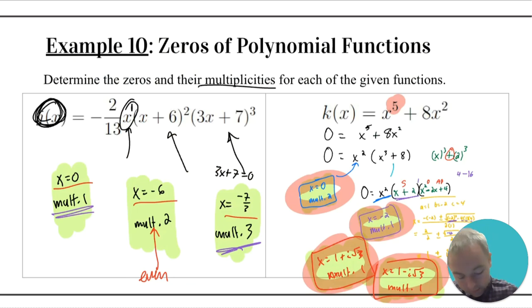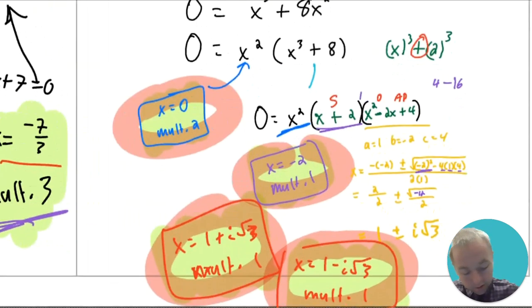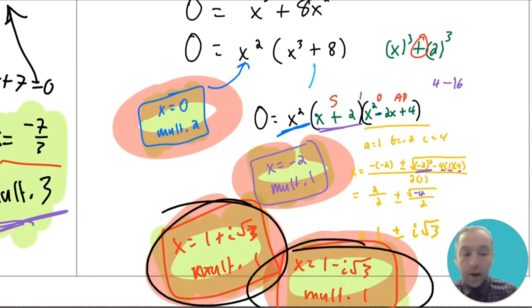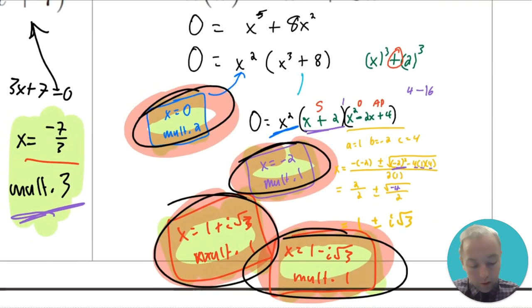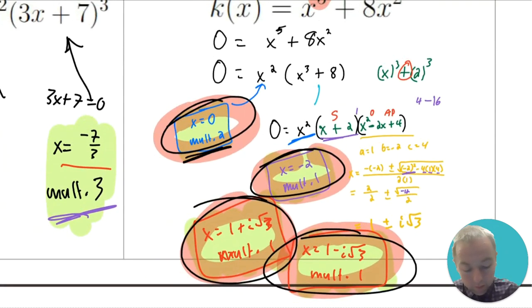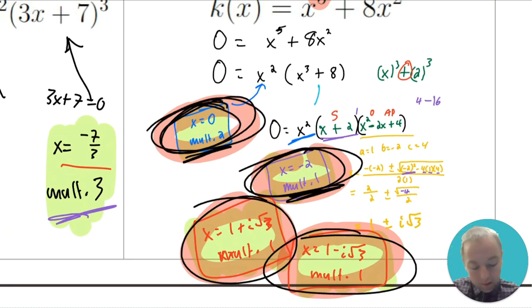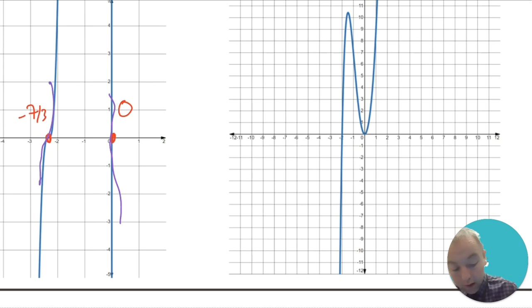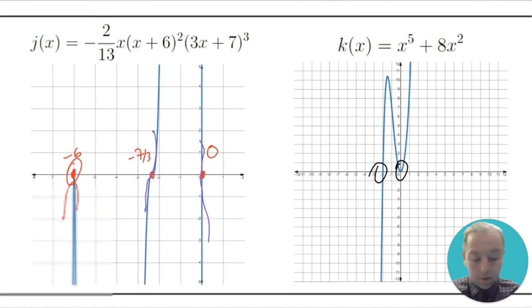The same thing would have happened here, but since a couple of these zeros were imaginary, you're not going to see those on the graph. So the only actual x-intercepts you're going to see are going to be at 0 as well as negative 2. This was even multiplicity and this was odd multiplicity, so you should expect it to bounce at 0 but then cross at negative 2, which is exactly what's happening. At 0 it's bouncing, and at negative 2 it's crossing.